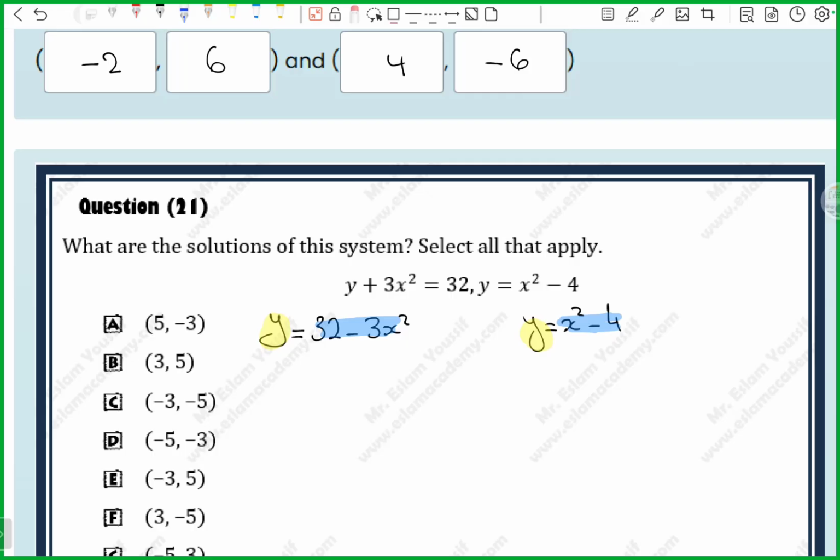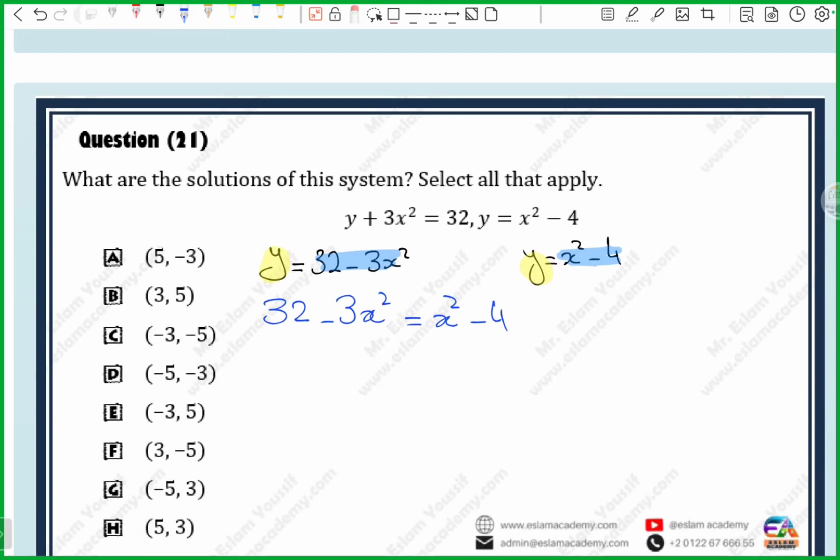Write the equation. So 32 minus 3x to the power 2 equals x to the power 2 minus 4. Then by subtracting x to the power 2 and adding 4, the equation will be 36 minus x squared minus 4... negative 3 minus 1, oh sorry. So negative 4x squared equals 0.